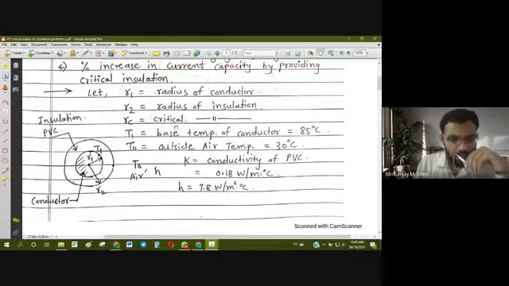Then RC, let us say, is the critical radius. T1, let us say, is the base temperature of the conductor, that is 85 degrees Celsius. That is the surface temperature of the bare conductor or bare wire, 85 degrees Celsius. And T0 is the outside air temperature. Now this is exposed to surrounding air, which is in contact with this insulation, at 30 degrees Celsius.